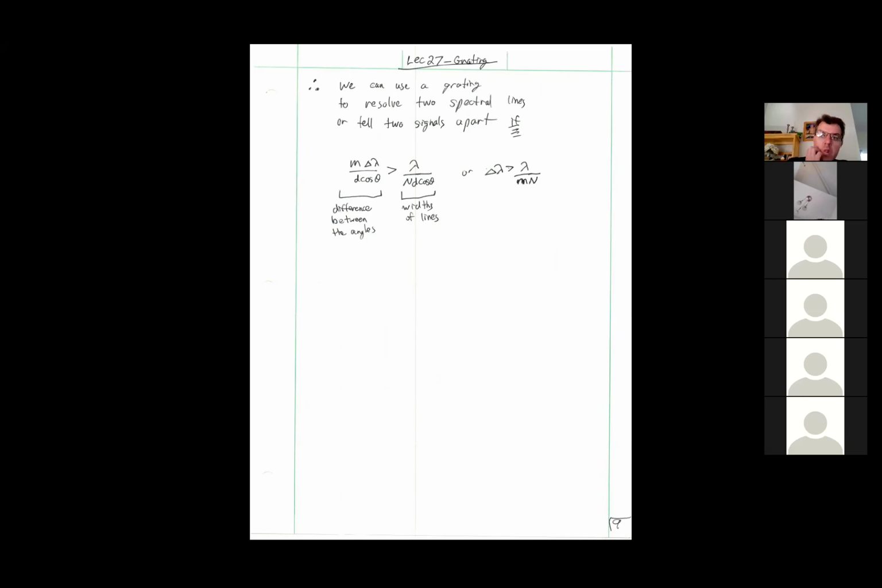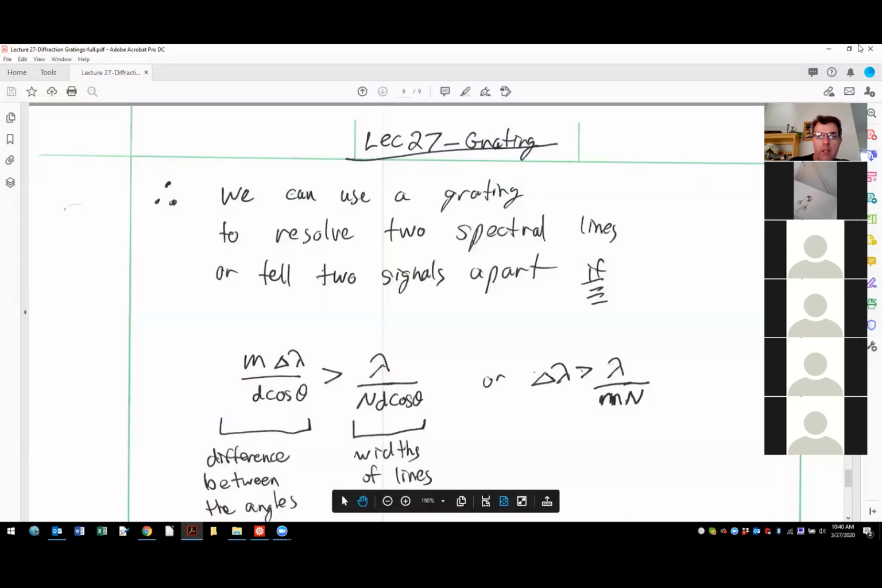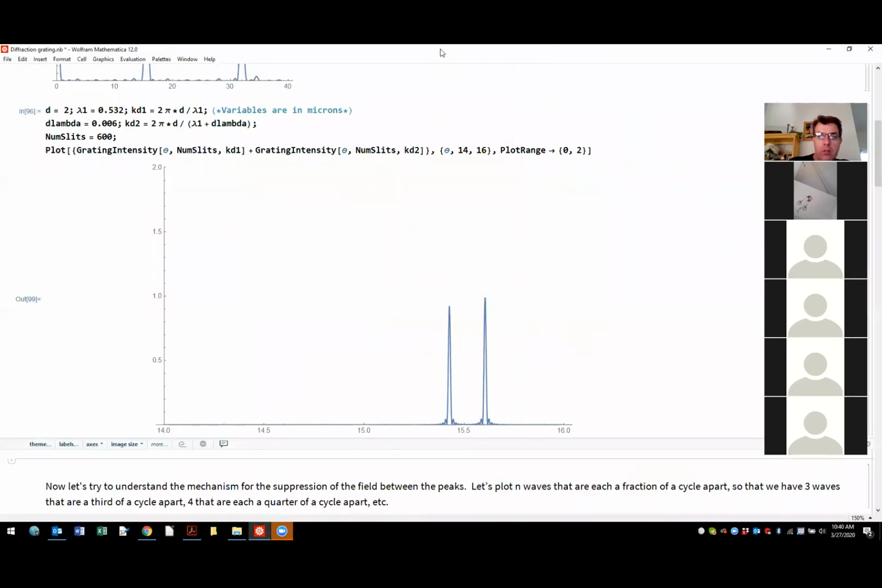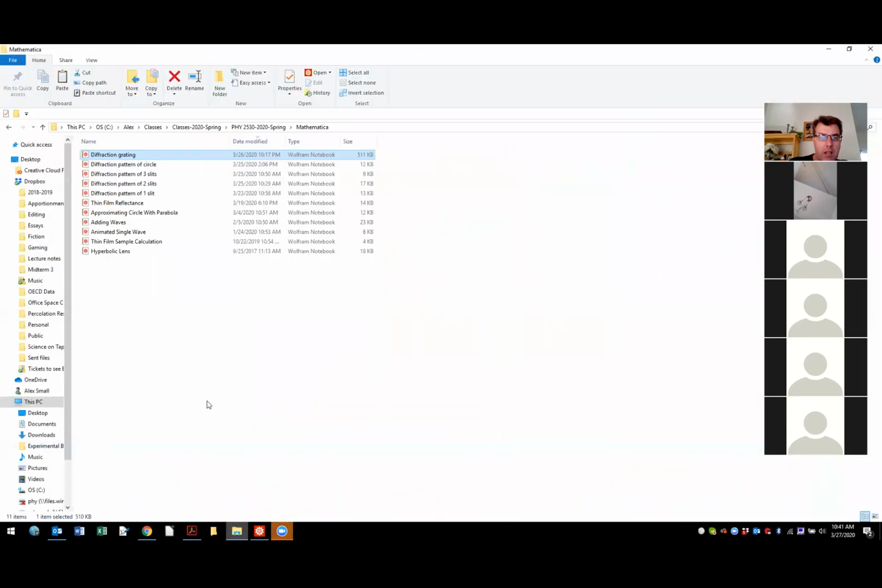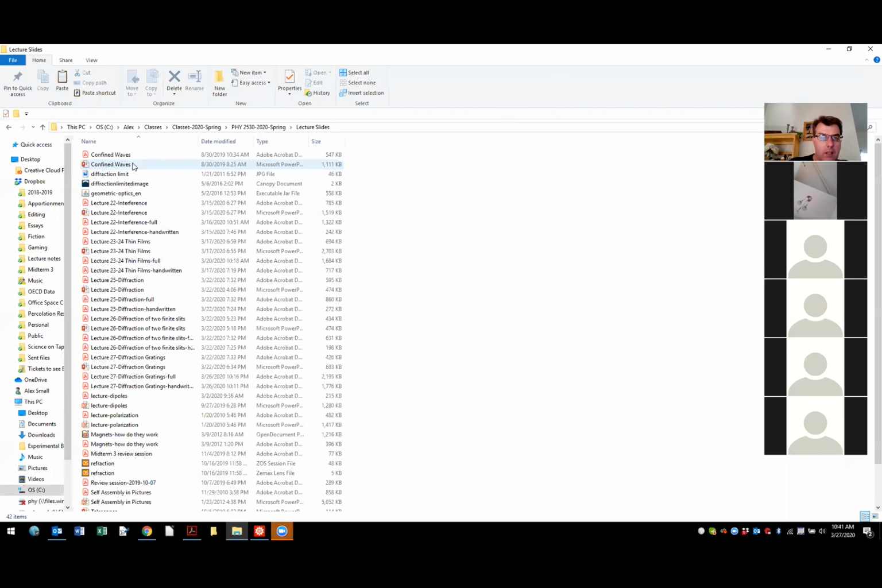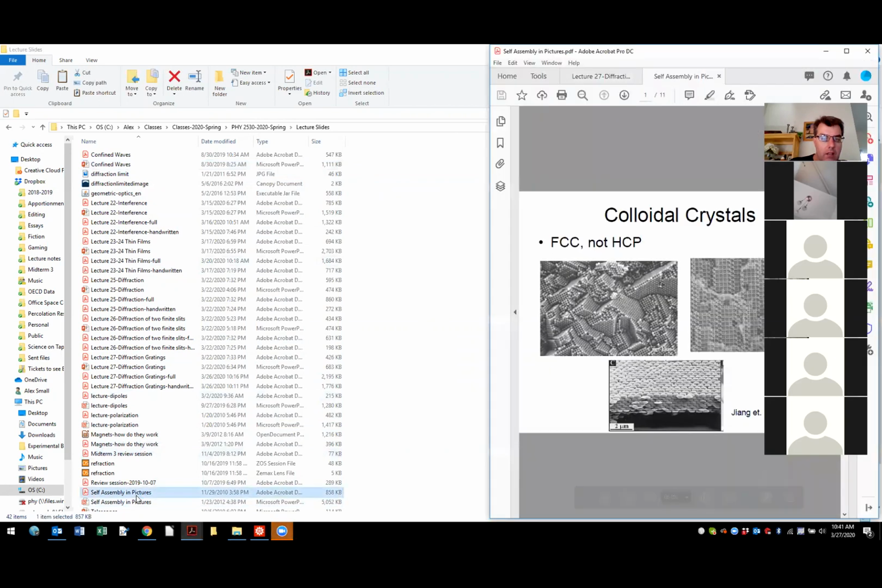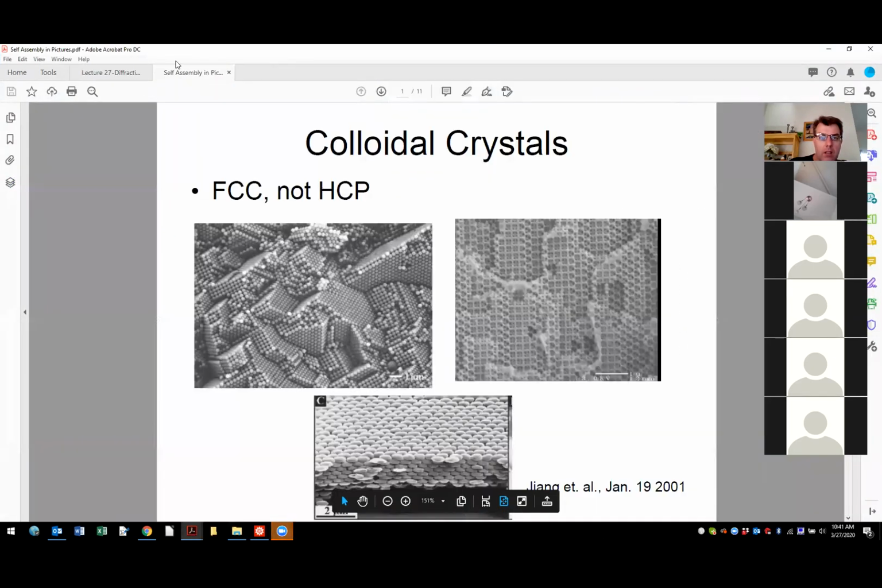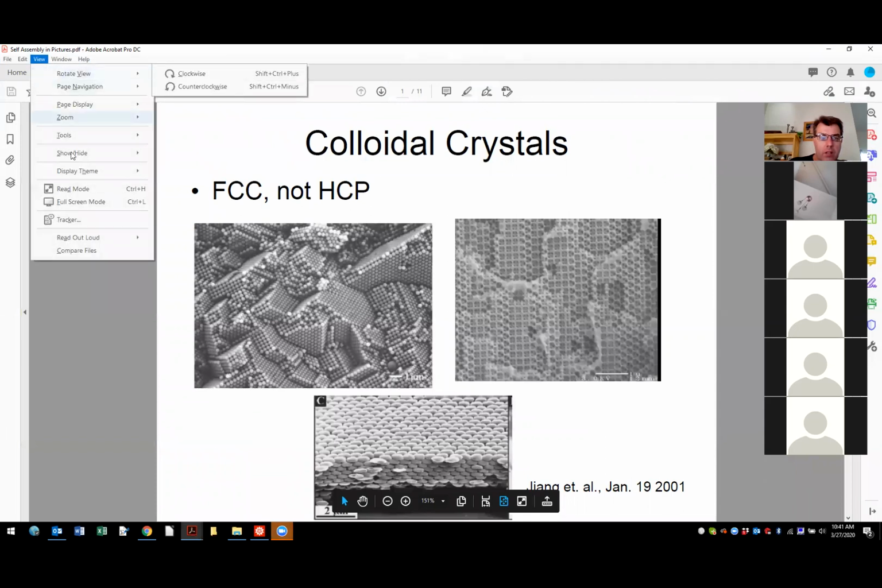All right, if there's no questions on that, nature produces its own diffraction gratings, and I want to spend a little bit of time on that. So nature produces diffraction gratings too.